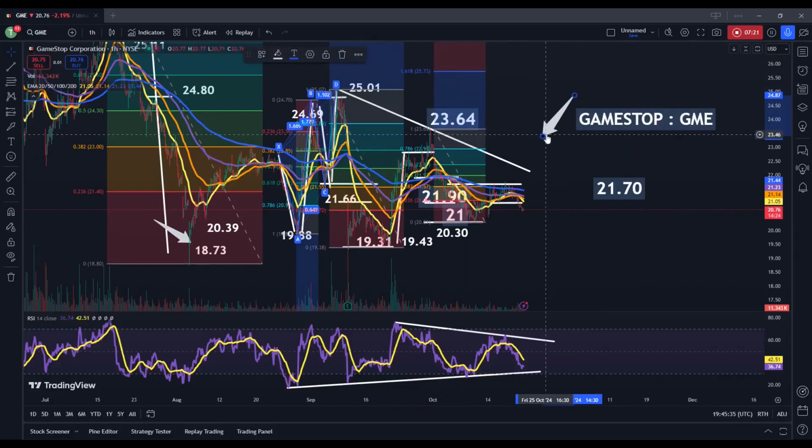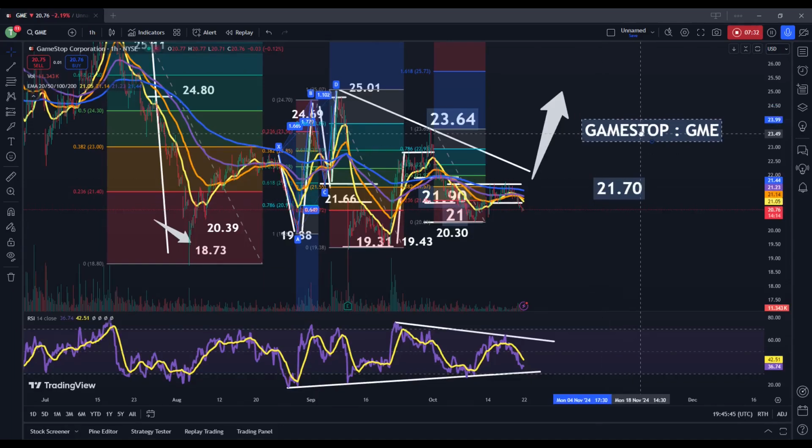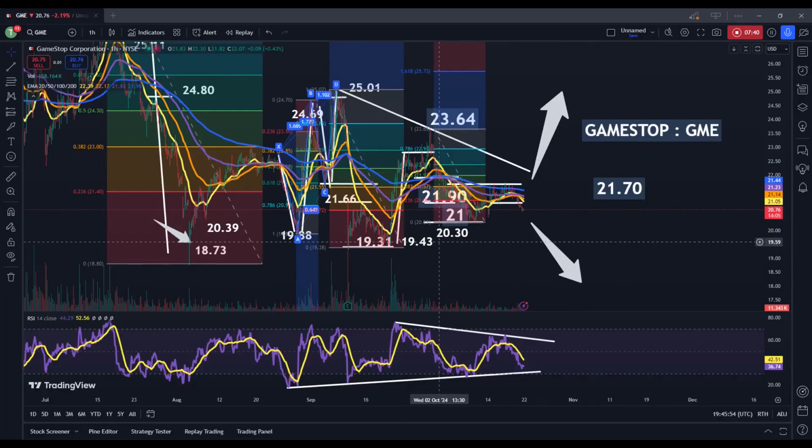So, this is two sides of the equation here. And I'm giving both sides of the argument at the moment. So if we were able to see a break above roughly 20.70, move into right around $22 per share, then I think you can start to make more of a bullish argument here. But if we do see a break below 20.30, I think that at the very least, you're looking at a retest of right around 19.40. So here's the current market update for GameStop Corporation, stock ticker GME.